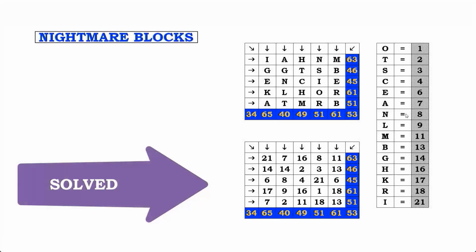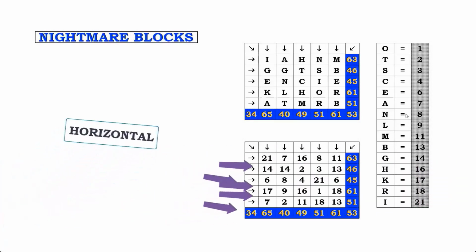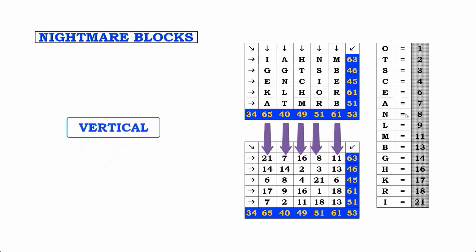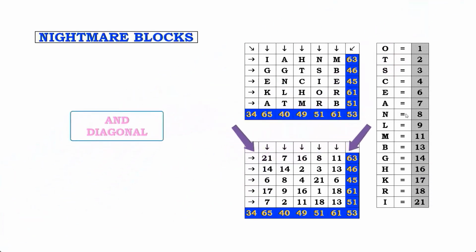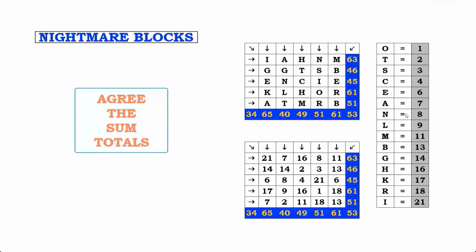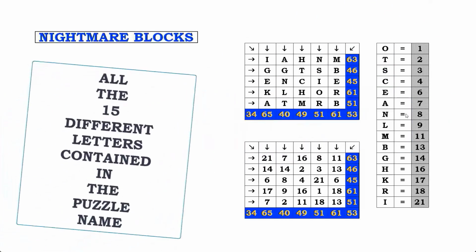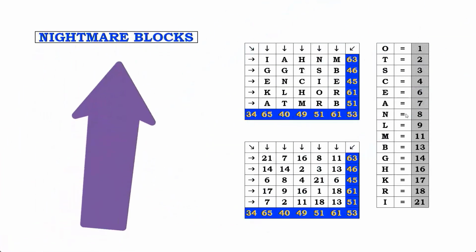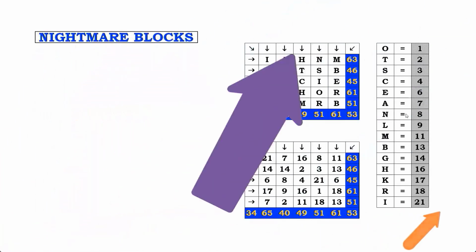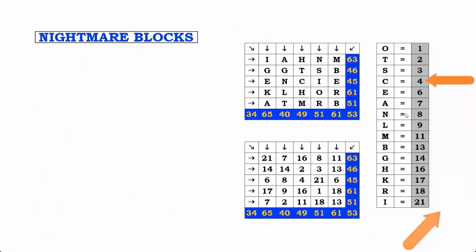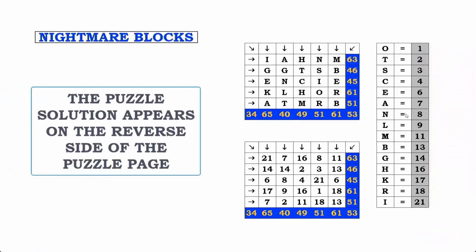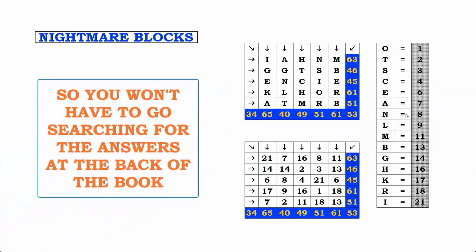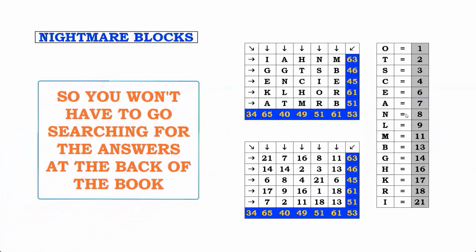Nightmare Blocks has been solved. Every horizontal, vertical and diagonal agree the sum totals. All the 15 different letters contained in the puzzle name Nightmare Blocks have their values placed against them in the right hand grid. The puzzle solution appears on the reverse side of the puzzle page, so you won't have to go searching for the answers at the back of the book.